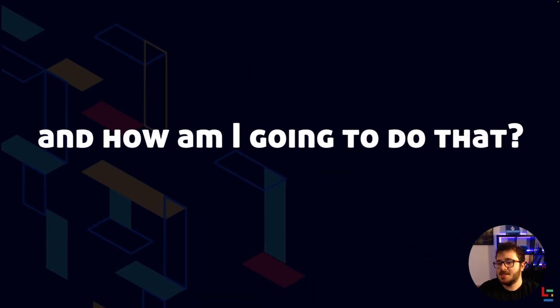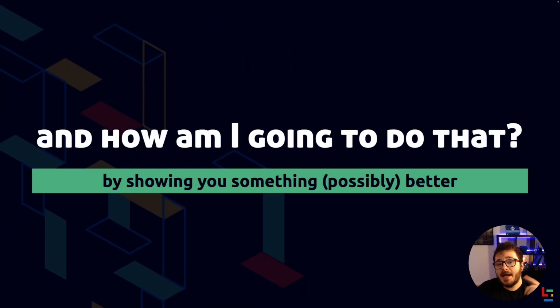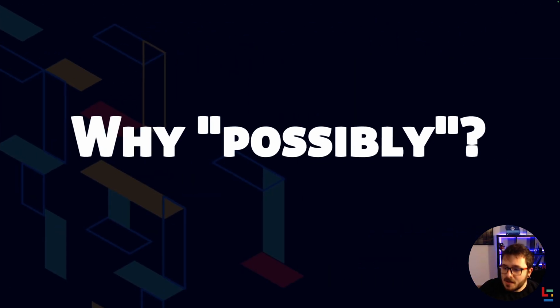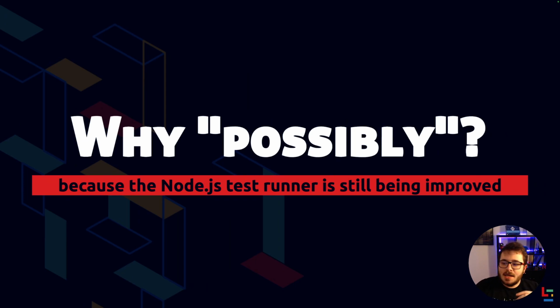But how am I going to do this? I'm going to do this by showing you something that is possibly better. But why possibly better, right? Just because the test runner is still being actively improved. It's something that we're still working on, and well, you can already use it. It's stable in Node 20. So you need to be in Node 20 at least to use a stable version, but it's stable, it's production ready, you can use it. We have already used it in Klarna for a while. I use it in all my new projects.